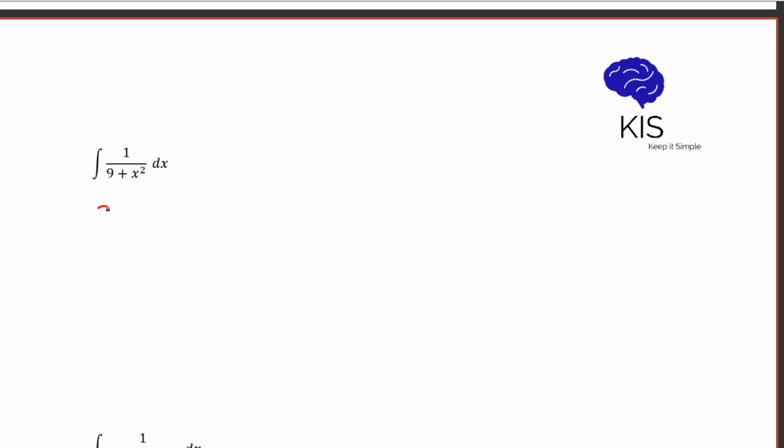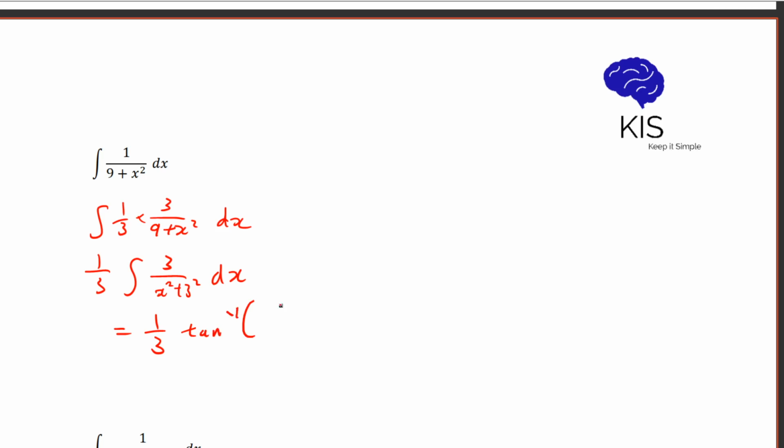So what I can do is just take a third out and then put a 3 on the top, and I have the same expression, but now I can take 1/3 out of the integral, and I'll have 1 on x squared plus 3 squared. This needs to say 3 actually. And then this expression is going to be 1/3 times this whole thing, inverse tan of x on 3 plus c.